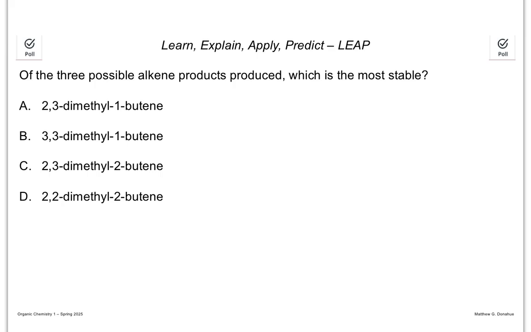So of the 3 possible alkenes, which one is the most stable? So we have a butene derivative. The double bond starts at 2, so that eliminates A and B. Then we look at where the substituents are. They're on carbons 2 and 3. That eliminates D, so C would be our correct answer. So 2,3-dimethyl-2-butene.